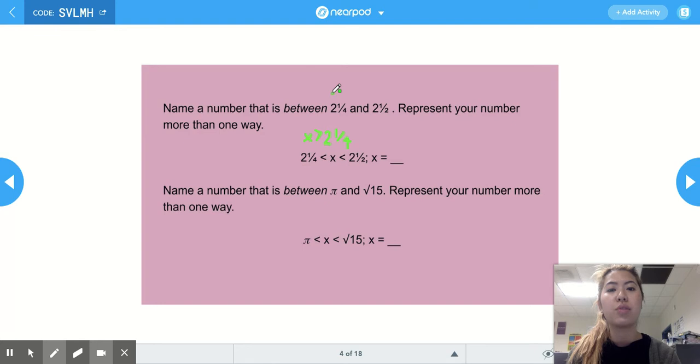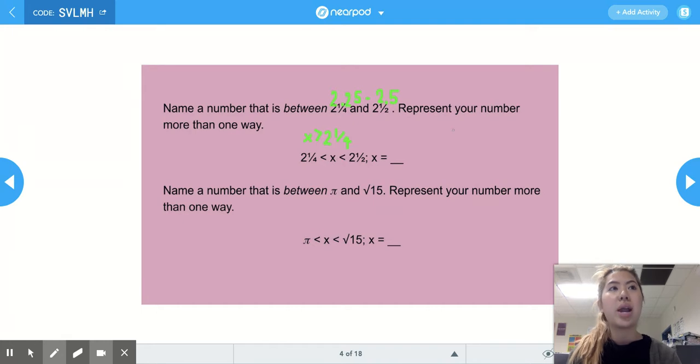So I know that 2 and 1/4 is the same thing as 2.25, and I found that out by dividing 1 by 4. So 1 divided by 4 is 0.25, and then I have to add the whole number 2. Then we have 2.5 is the same thing as 2.5. So we're looking for a number in between 2.25 and 2.5.